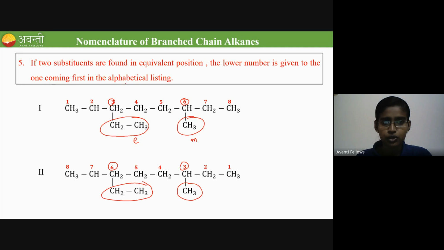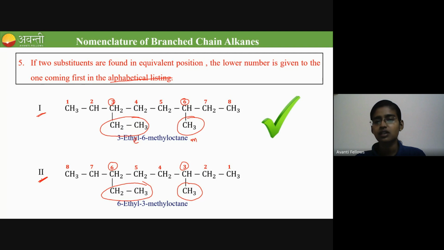So here you have to follow the alphabetical listing. E comes first in the alphabet, no? So you have to give the first preference to the ethyl containing carbon. So which way is correct? The first way or the second way? You guys tell me which is the correct way of numbering, left to right or right to left? First way, very good. So what is the name of the compound? It is 3-ethyl 6-methyl octane. And this is 6-ethyl 3-methyl octane. First is correct and the second one is incorrect.